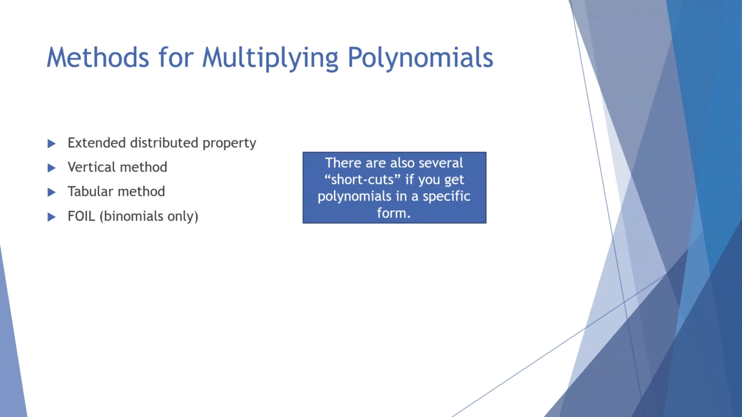We've got the vertical method, which the book demonstrates, which is similar to how you would multiply numbers by hand. And then the tabular method, which is something the book does not demonstrate, which I prefer if I'm multiplying large things. And then we have FOIL, which you can only use if you're multiplying binomials. There are also some shortcuts, but those have to be when your polynomials are in a specific form. So I don't necessarily recommend using those until you get really good with multiplying.